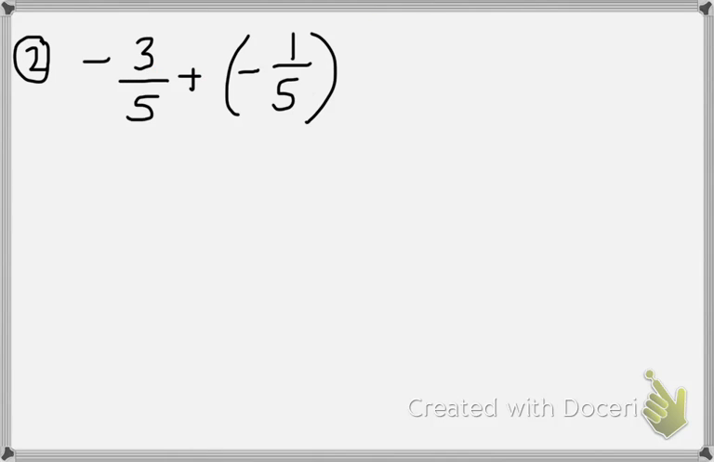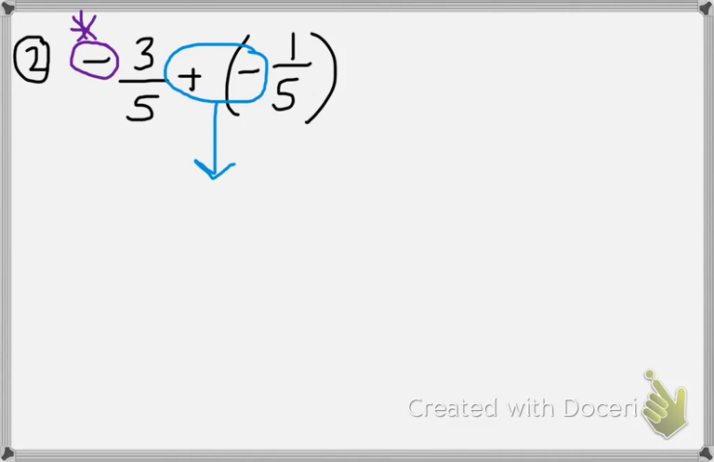Number 2, we have negative 3/5 plus negative 1/5. Now, one thing that I've noticed is that a lot of people forget about the negative in front. So I'm going to circle it and put a star next to it, just so we don't forget it. Okay? Now, the second thing that we do here is we see that we have two signs next to each other, positive and a negative.